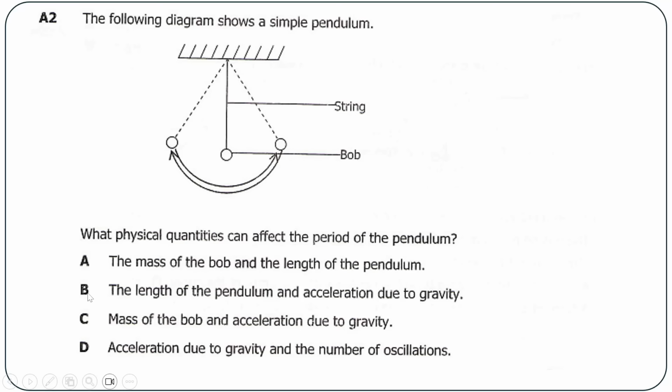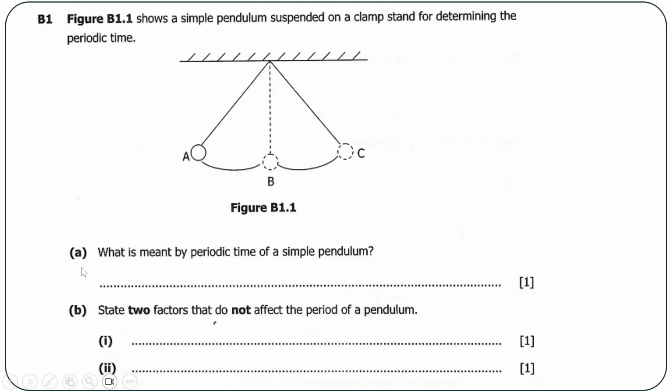So the answer is B. When we come to these other questions, which came in another year, which says figure B 1.1 shows a simple pendulum suspended on a clamp stand for determining the periodic time. Okay, this is a simple pendulum written in a different format, but it's the one swinging from A, B, C.